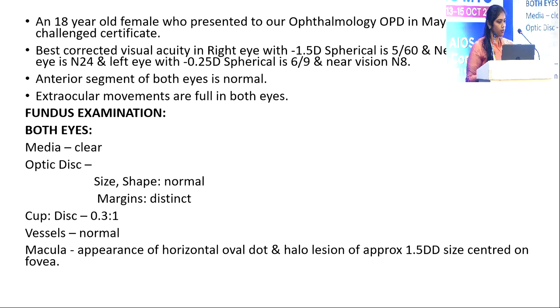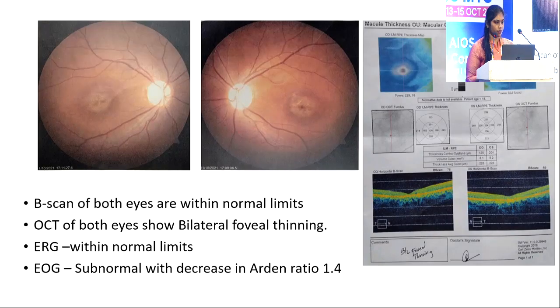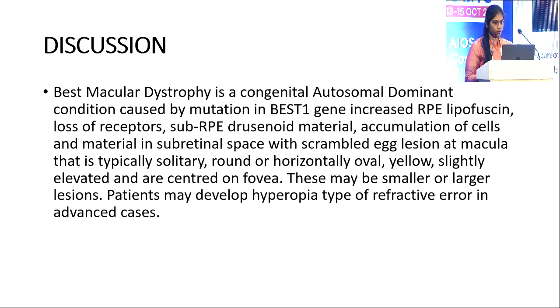Coming to the fundus examination, in both eyes media is clear, optic disc size and shape are normal, and margins are distinct. Cup disc ratio is 0.3:1 and vessels are normal. Coming to the macula, there is a horizontally oval dot and halo lesion of approximately 1.5 disc diameter size centered on the fovea. This is the fundus picture. B scan of both eyes is within normal limits, and on OCT there is bilateral foveal thinning. Electroretinogram is within normal limits and electrooculogram is subnormal with a decreased Arden ratio of 1.4.